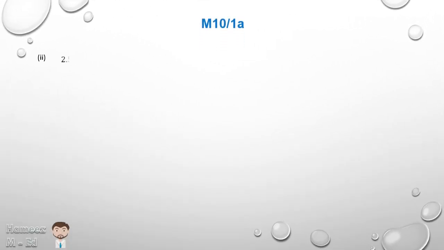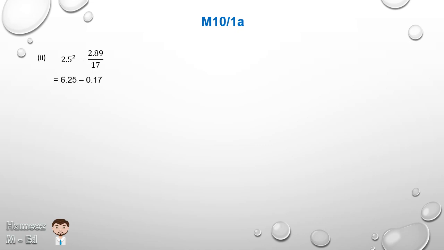So 2.5 squared is equal to 6.25, minus 2.89 divided by 17, which is equal to 0.17. As such, we have 6.25 minus 0.17, which is equal to 6.08.